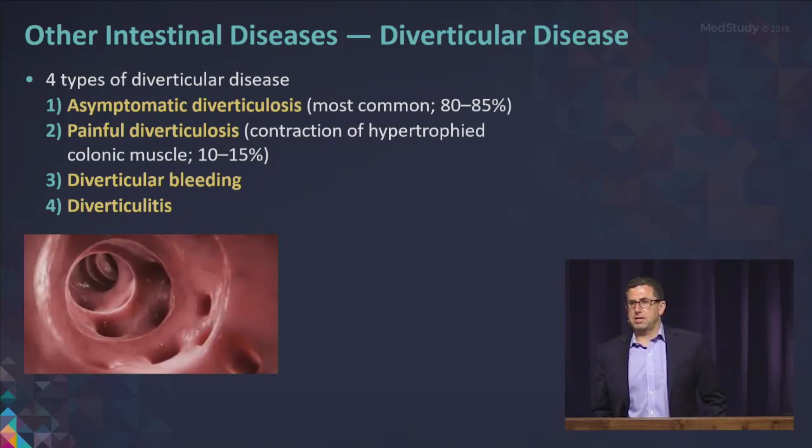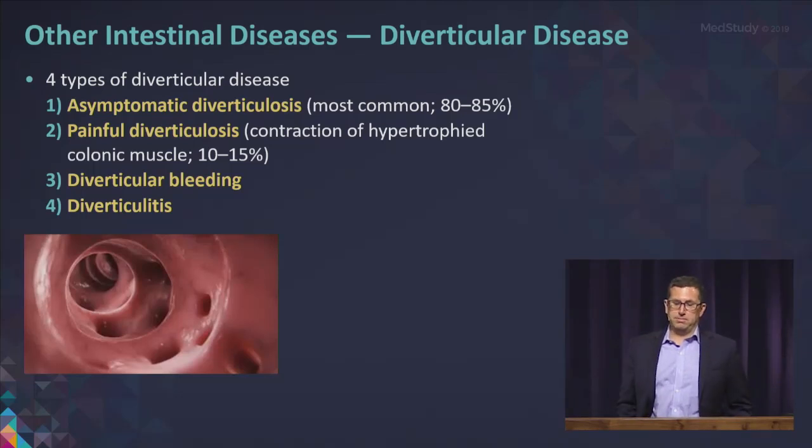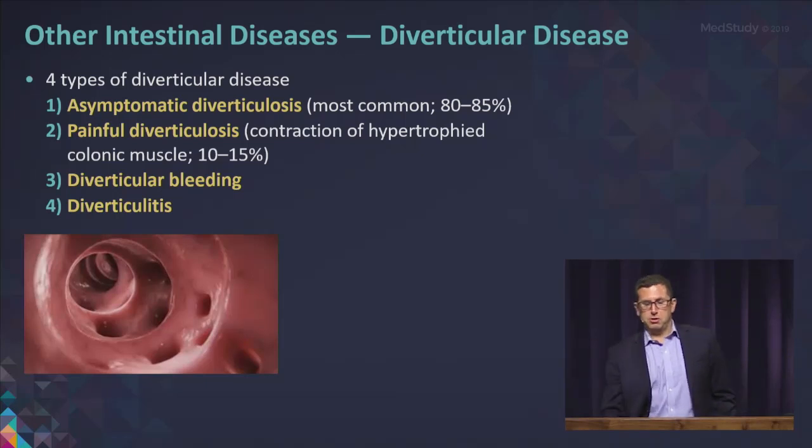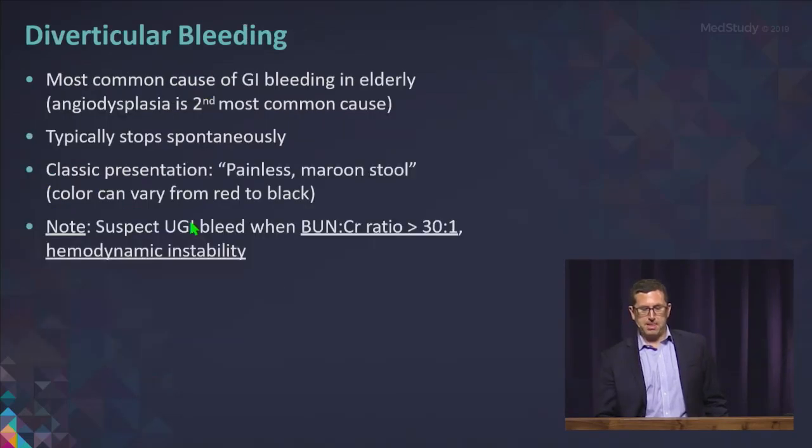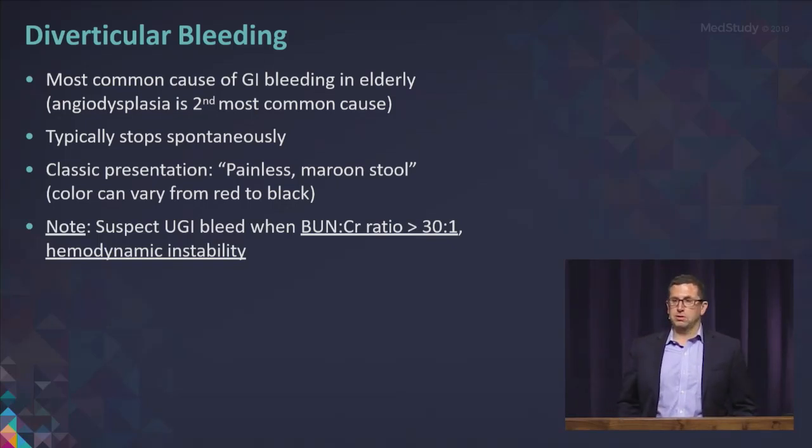So we'll switch gears and talk about some other intestinal diseases. So diverticular disease. This is very common. Most people with diverticular disease are asymptomatic. Sometimes you could get painful diverticulosis, diverticular bleeding, and diverticulitis. Diverticular bleeding is actually the most common cause of GI bleeding in the elderly, and it typically stops spontaneously. And the classic presentation is painless maroon stool.